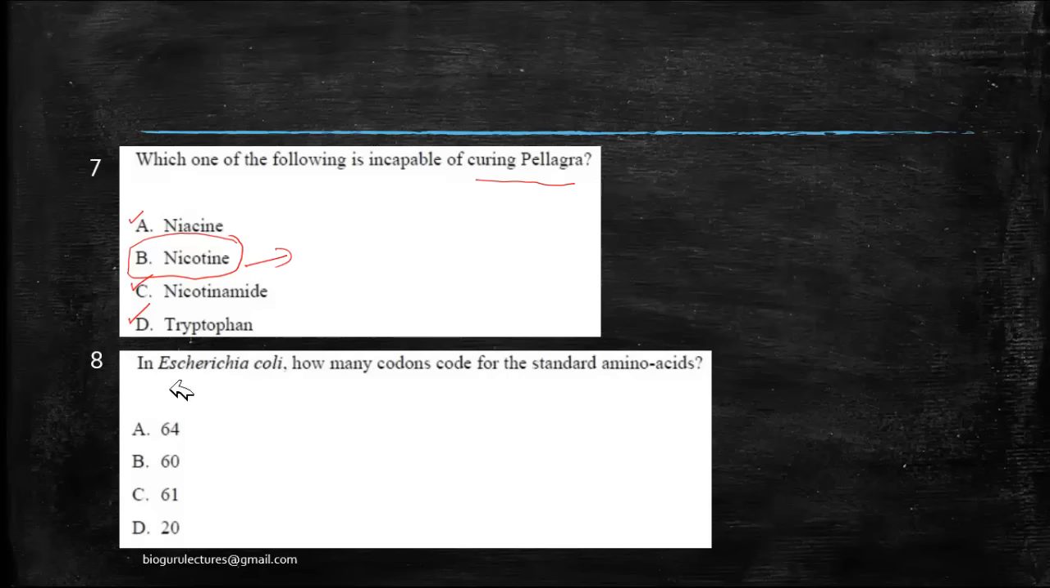And next, let us look at Escherichia coli. How many codons code for standard amino acids? I'm sorry, I'm unable to show you the image here, but still I can explain this.